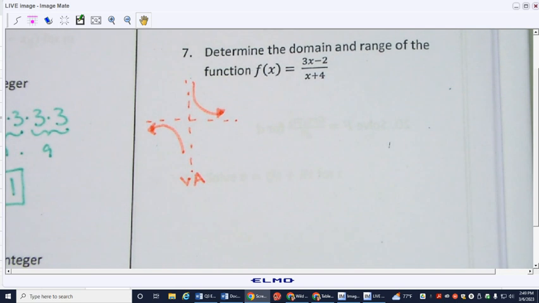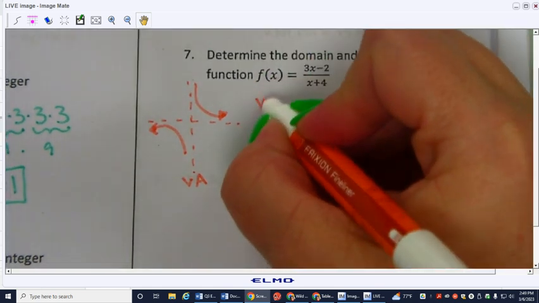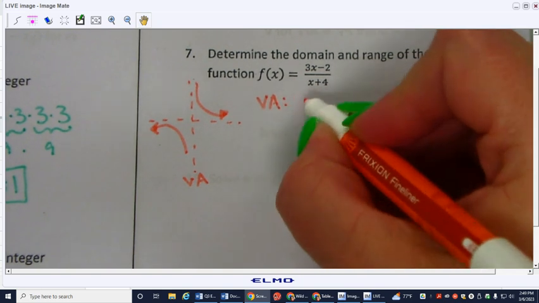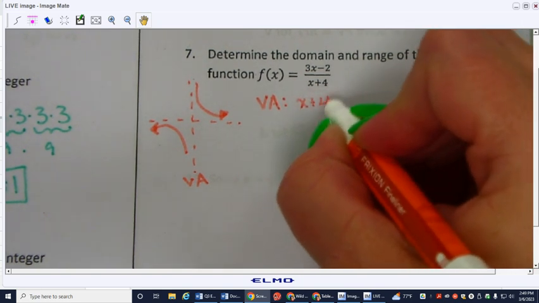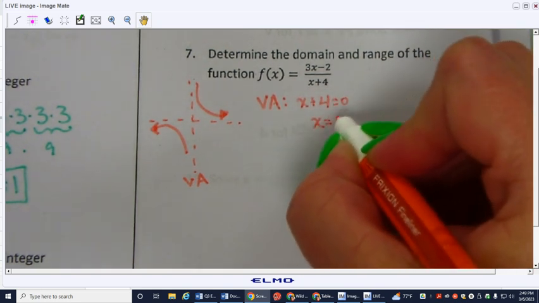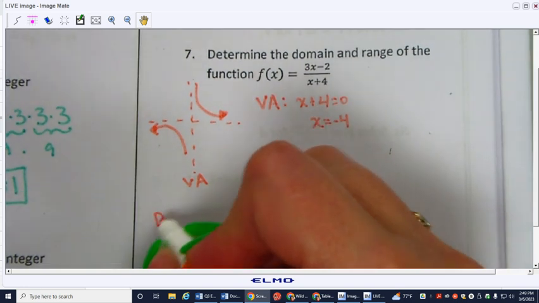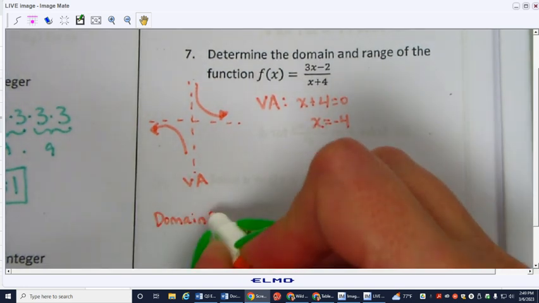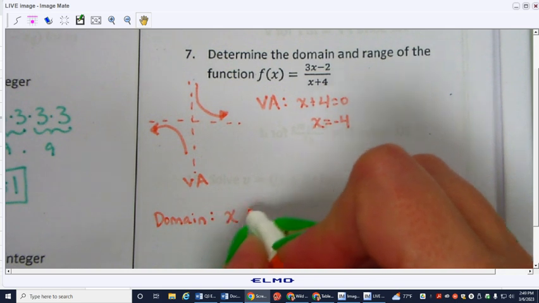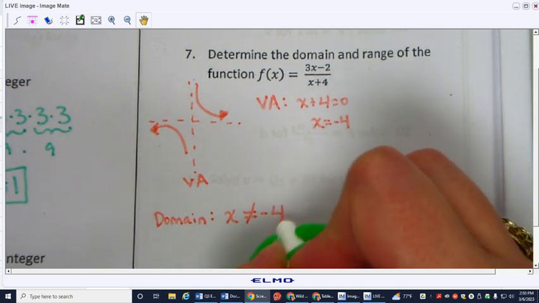So I need to know what is the vertical asymptote, because I'm going to say it's all the x's except for this one. So if I look up here on my poster, my vertical asymptote is when the denominator equals 0. So x plus 4 equals 0, x will equal negative 4. So that means I can be all the x's except for negative 4. So my domain is going to be all the x's except x cannot equal negative 4.